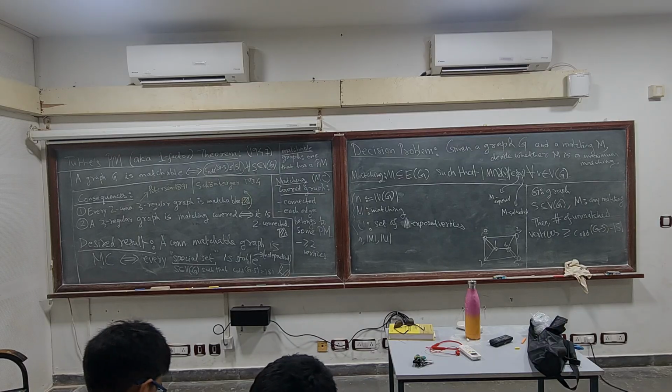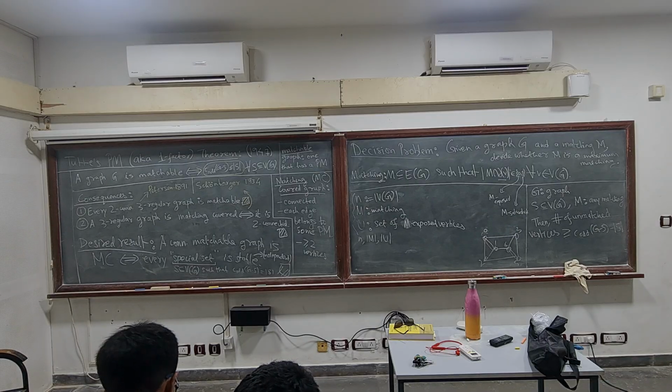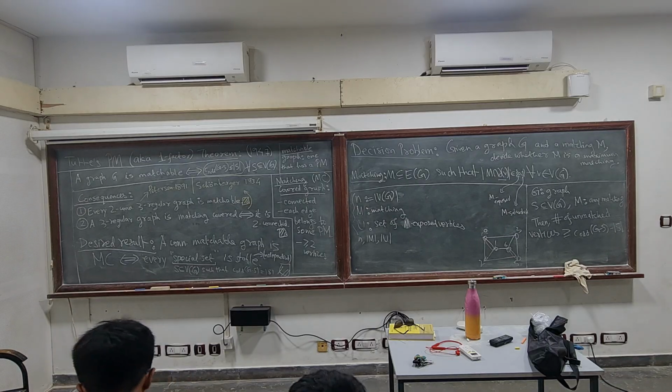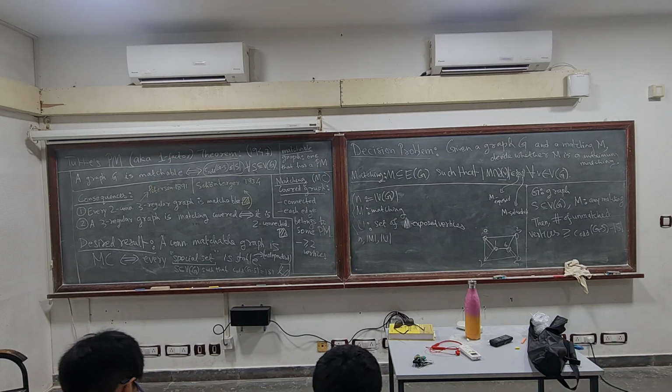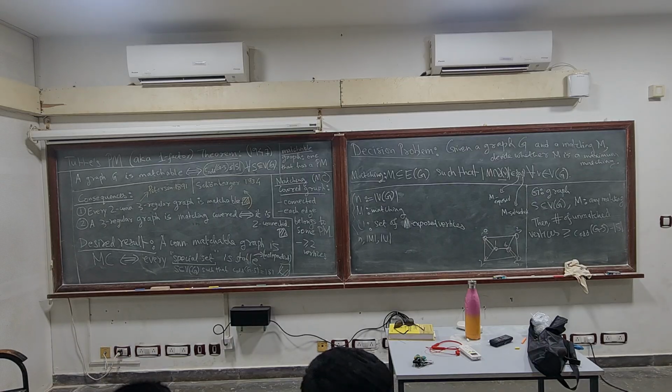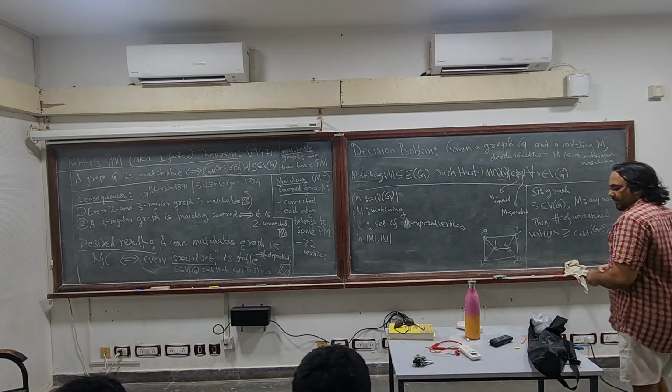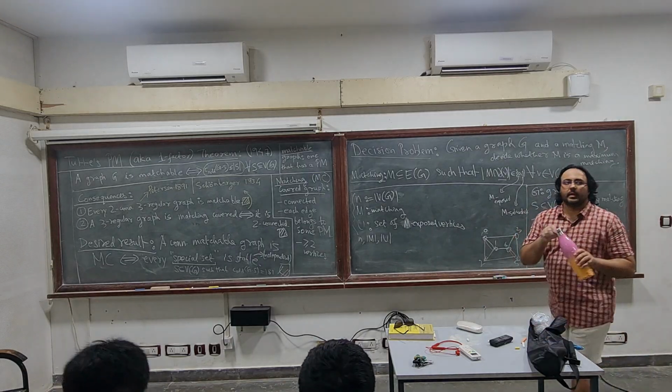The number of vertices is the number of vertices of the matching. The number of vertices is not part of the matching. I think the number of edges. I saw it in this one.